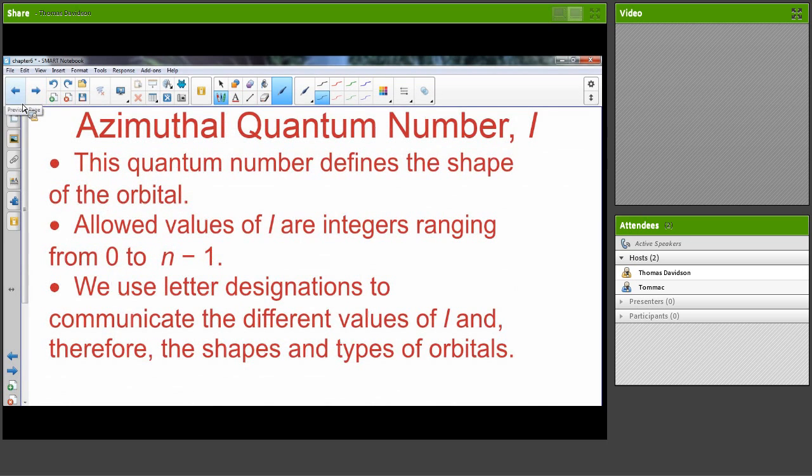Okay, the next quantum number is what we call L. This quantum number defines the shape of the orbital or electron distribution cloud. The allowed values of L are integers ranging from 0 to n minus 1. We use letter designations to communicate the different values of L and therefore the shapes and types of orbitals.